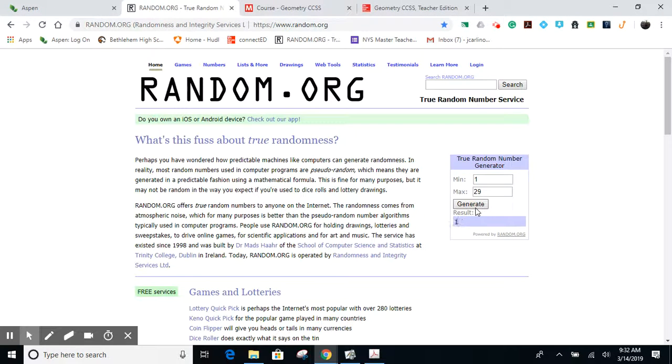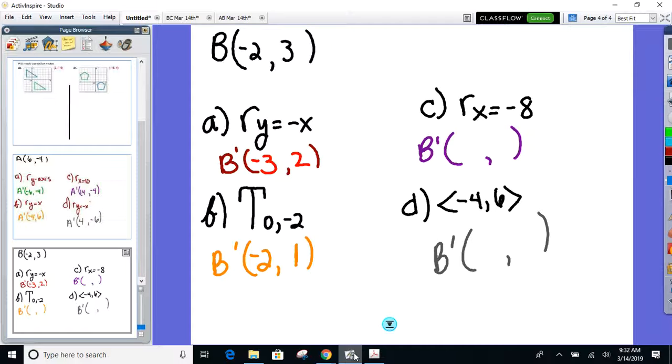So let's hear from one. Matt, what do you got for me, stud? -14, 3. The Y does not change, but again, ready? From -2 to -8, I'm moving 6 units. So go 6 units in the same direction from -8. You're at -14. Nice job, Matt. Anything else?